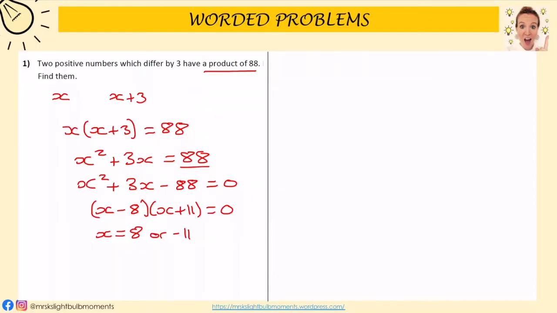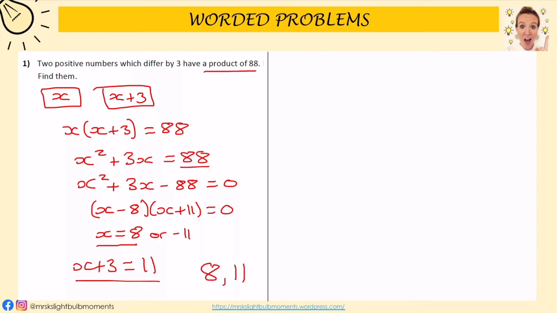Now if we look back at the question, they're two positive numbers. So x can't be minus 11, so I know it must be 8, but I also want my second number. Now we found x, one of our numbers was x, we chose to write the other number as x plus 3. So that means our second number, our x plus 3, will be 8 plus 3, which gives us a positive 11. So our answers are 8 and 11. Okay? It just happens in this scenario that that was a negative 11 and our answer is positive 11, but you can't just change the sign. It's not always going to be the case there. You have to look back at your original question.